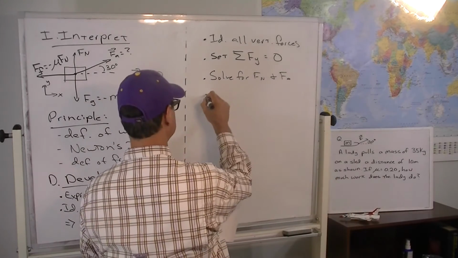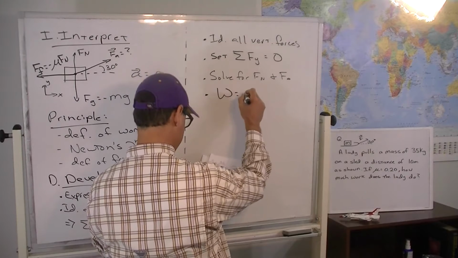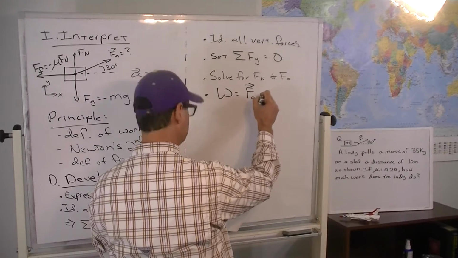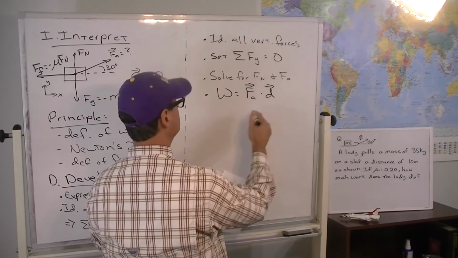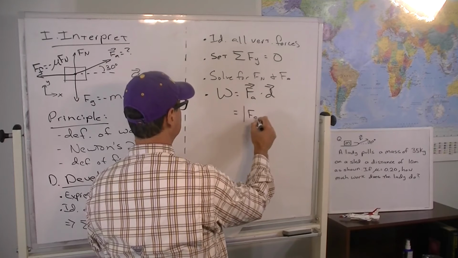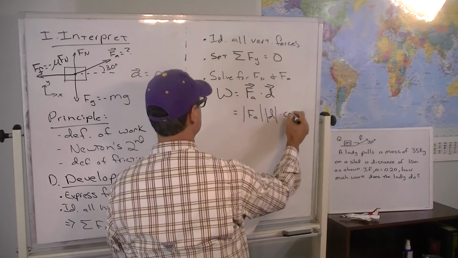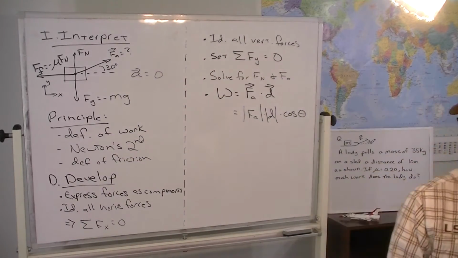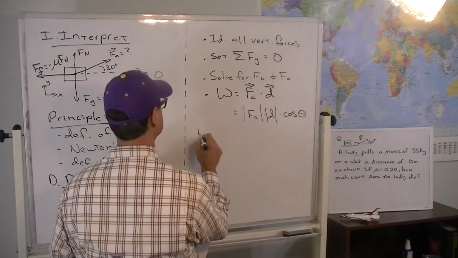So once we get to this point, the work is going to be the applied force dotted with the displacement. Another way you can think about this with the dot product is just the magnitude of the applied force times the distance times the cosine of that 30-degree angle. Alright, so now we can begin to evaluate.